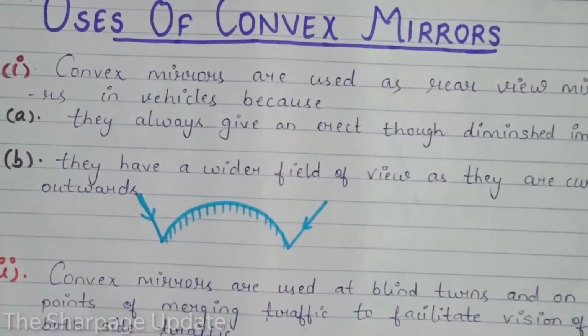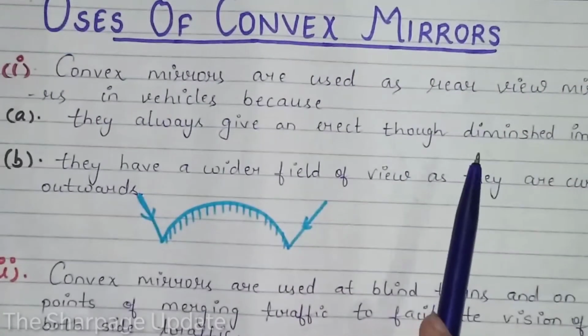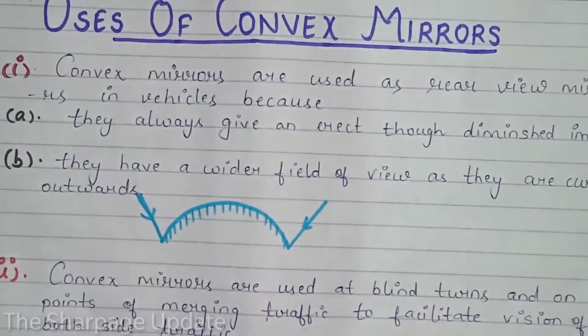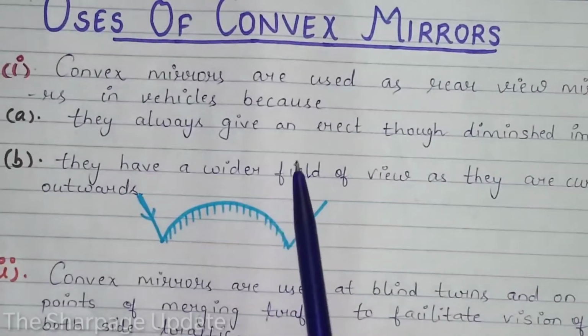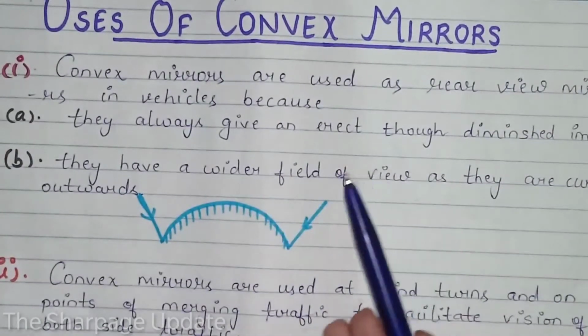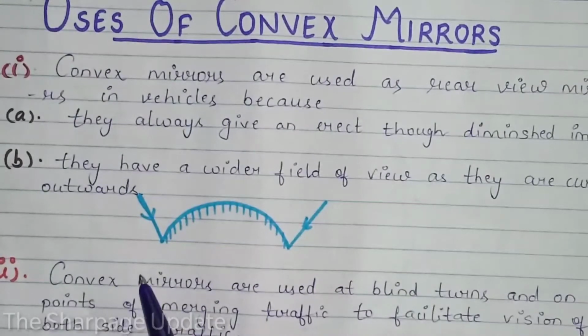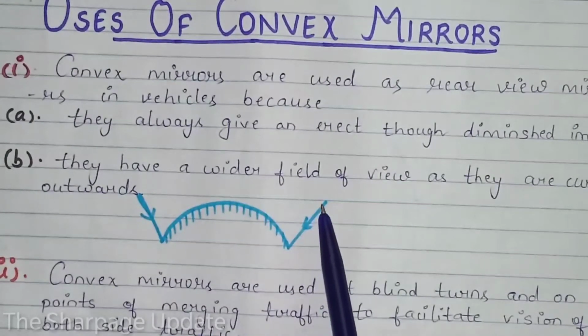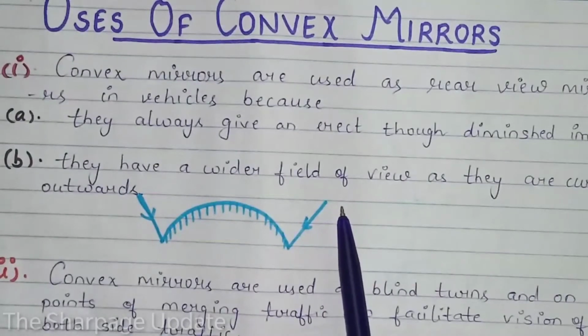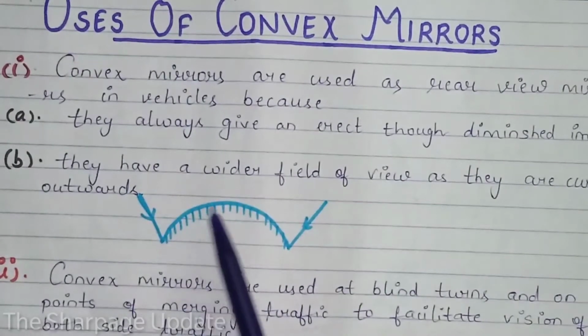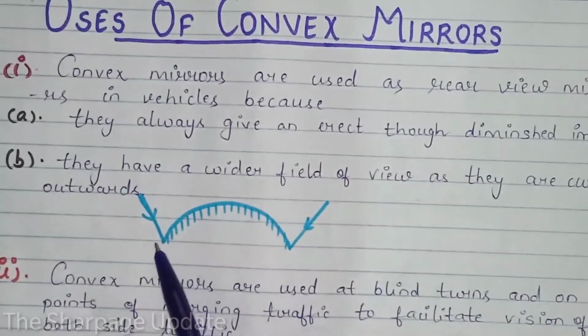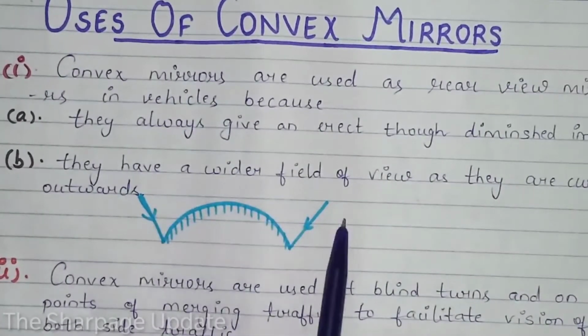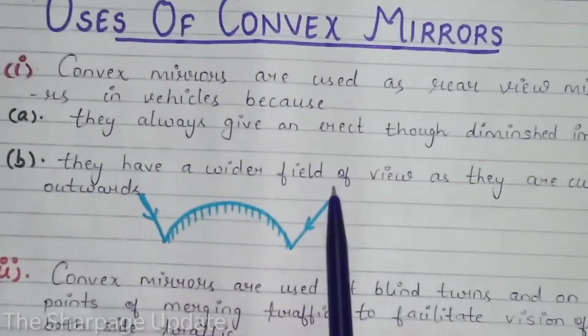Dear students, now we will study about the uses of convex mirrors. Students, do you know the convex mirrors are used as the rear view mirrors in vehicles because they always give an erect and a smaller image. And second point is they have a wider field of view as they are curved outwards. Students, you can see the convex mirrors give a wider field of view. So that's why they are used as rear view mirrors.